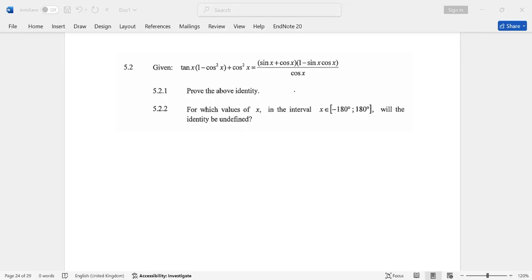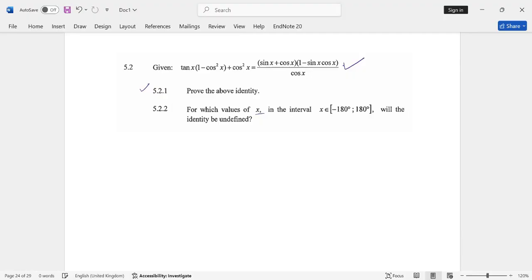Next question is 5.2. Given that tan x into 1 minus cos square x plus cos square x equals sine x plus cos x into 1 minus sine x cos x, all divided by cos x. Okay, so we have two questions in 5.2. 5.2.1 is to prove the above identity. And the second question is 5.2.2: for which values of x in the interval minus 180 degrees to 180 degrees will the identity be undefined.